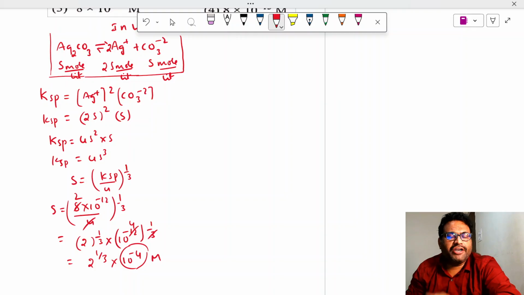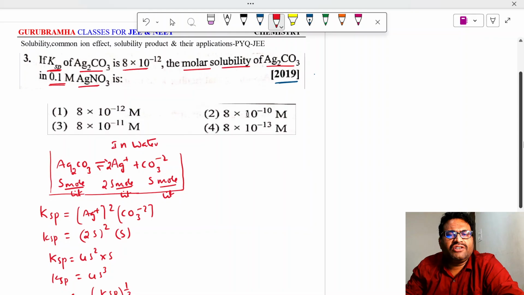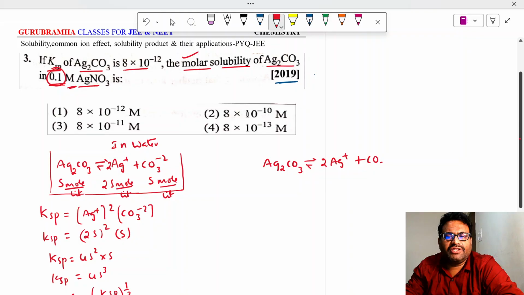Now what did we calculate? We have calculated the solubility of Ag2CO3 in water. But the question is not that. The question is the molar solubility of Ag2CO3 in 0.1 M AgNO3. That means who is present? Ag2CO3, which gives rise to 2Ag plus and CO3 minus 2, S molar and 2S. Yes, this we have already seen.